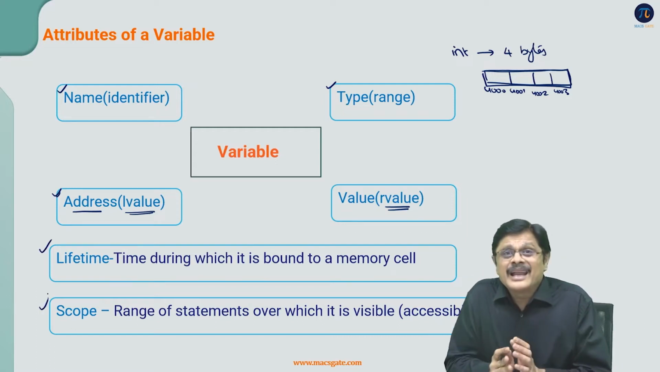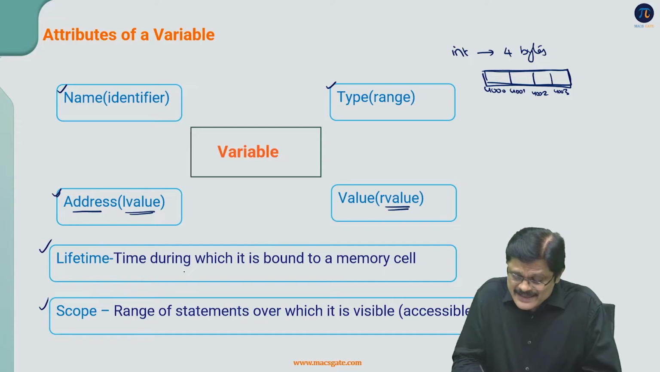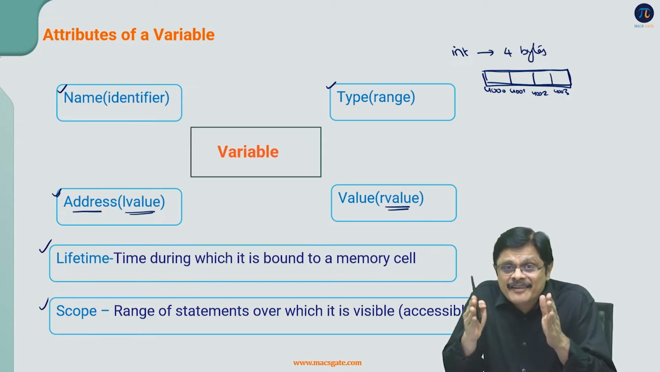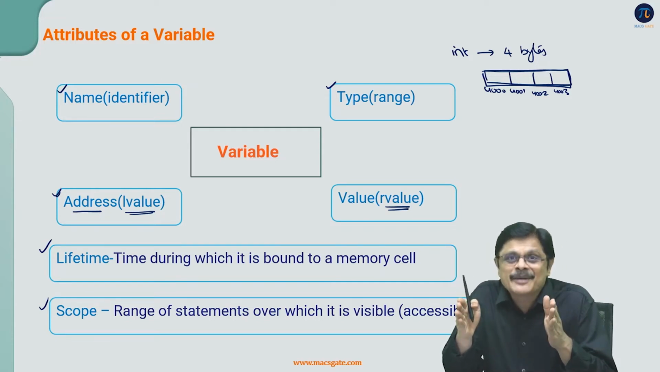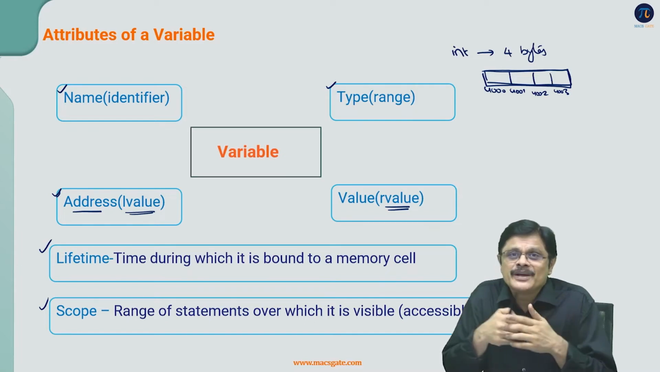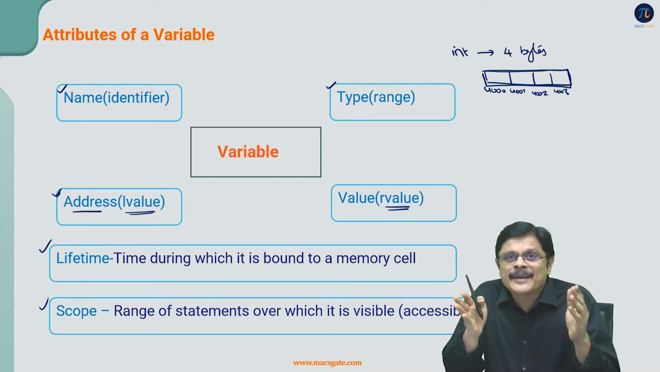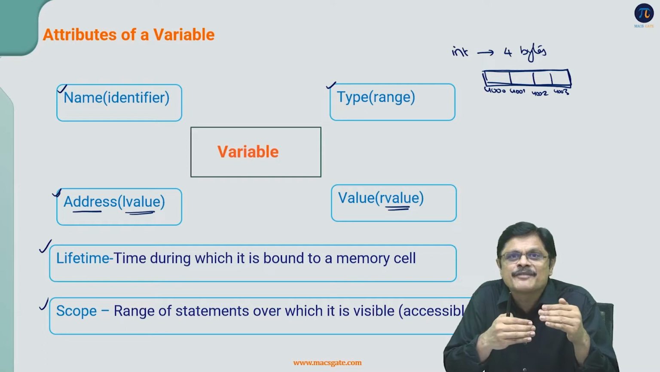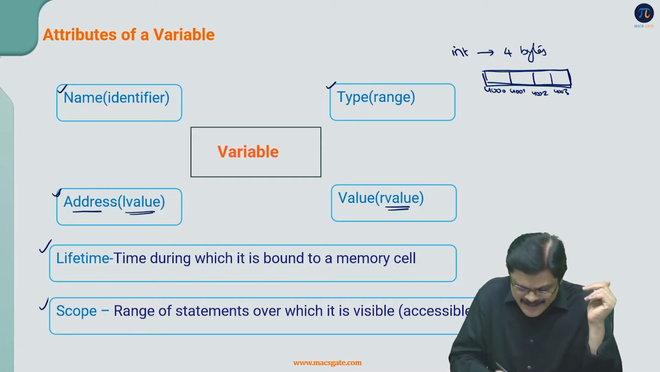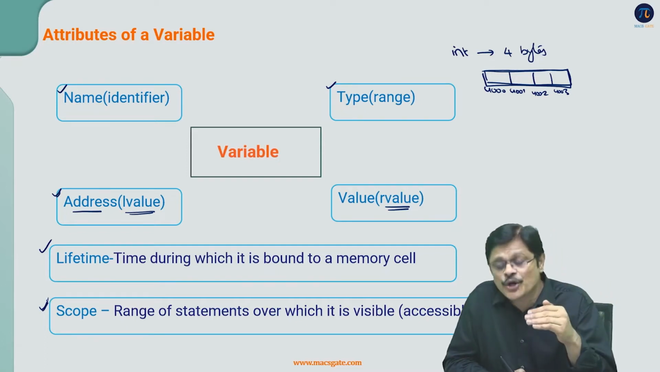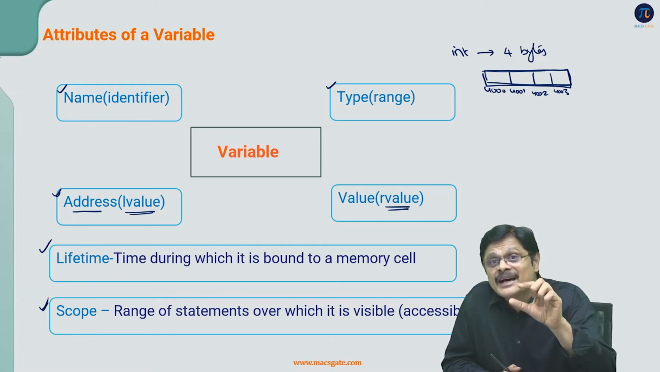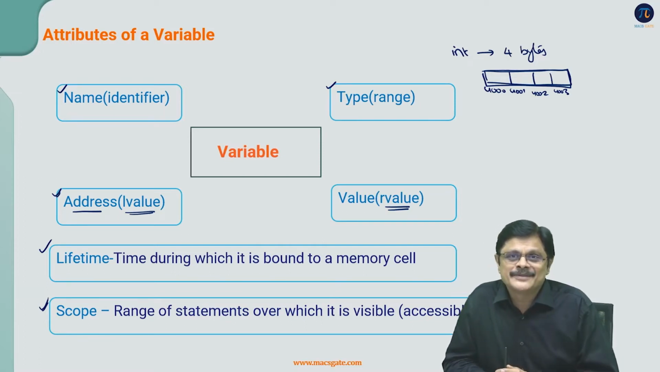Then life. Life means the time during which that variable is associated with that particular memory cell, how long the variable lives. Then comes scope. Even though some variable may live throughout the entire program, it can be accessible only within some parts of the program or within some blocks. That is what you mean by scope: the range of statements over which the visibility of the variable is available. So these are the attributes associated with every variable, my dear friends.